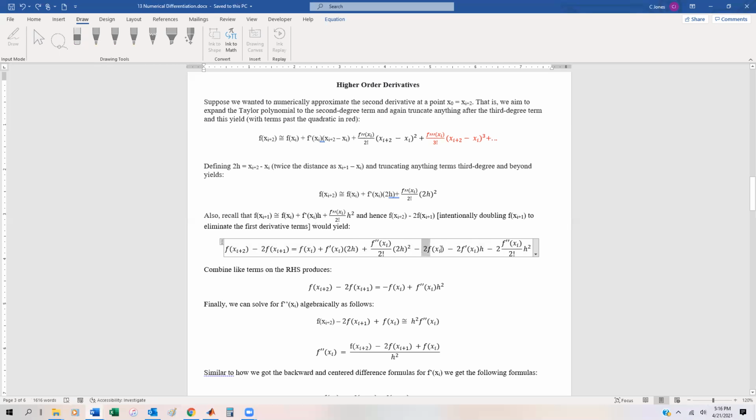We have -2 f x sub i, and we have positive f x sub i, so that we're going to get a negative f x sub i. And now we have 4 divided by 2 of the f double prime h squareds, and here we have -2 times divided by 2, so we're going to have 1 of these. So we have 2 of these and 1 of these, and that's just going to simplify into 1 f double prime h squared. We add this f x sub i to the left-hand side, we divide by h squared, and we get the forward difference formula for the second derivative.